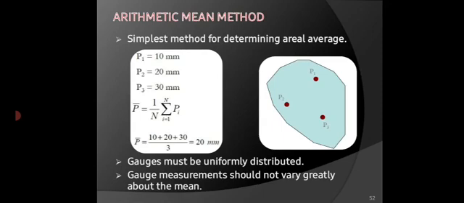The equation for the arithmetic mean method is P bar equals 1 by n, sigma i equals 1 to n, Pi. So the summation of the rainfall values divided by the number of rain gauges is P bar, which is the average rainfall value. Where can we apply this method? When the gauges are uniformly distributed and the gauge measurements do not vary greatly about the mean.